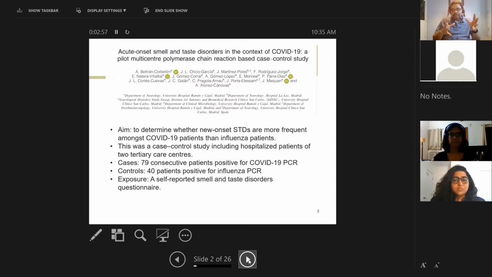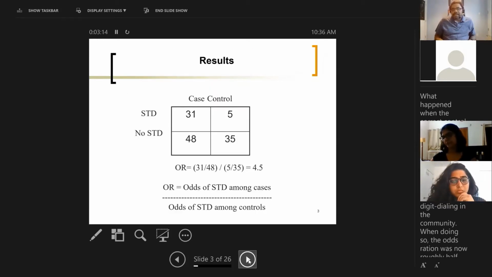Then once they set up the case control comparison, you asked, okay, do you have loss of smell or taste? When did it begin? What was the time frame? What other symptoms do you have? So on and so forth. And the results turn out something like this from this study. They had a total of 79 cases.